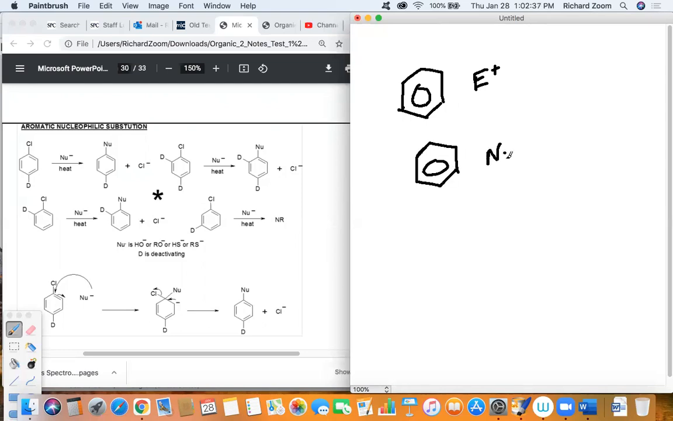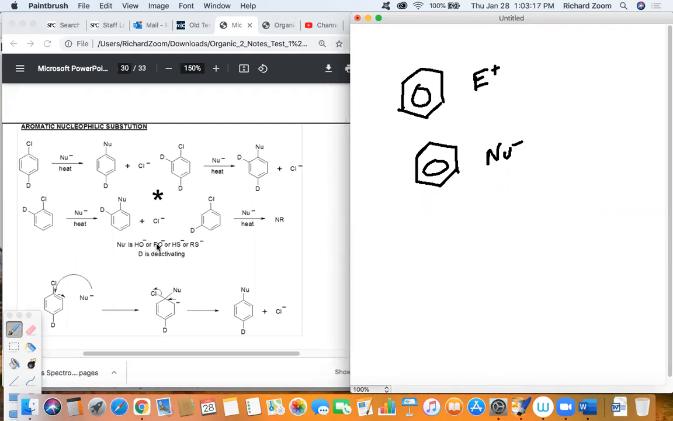how do we make that happen? Because, you know, this is negative to begin with, and now you're trying to add another negative to it. So how do we make it happen? Well, we can only make it happen if there are certain things that we put in place. In order to make this happen, we need a deactivating group on the ring in the ortho and para positions, or preferably in multiple ortho and para positions.